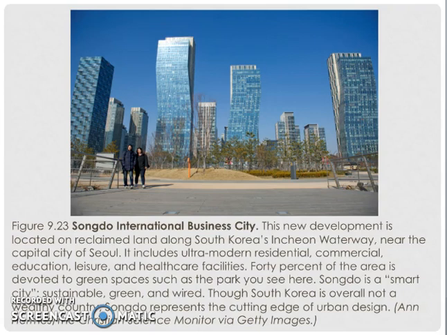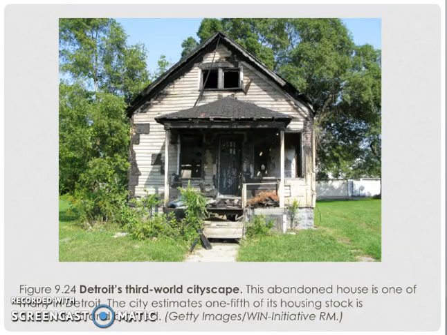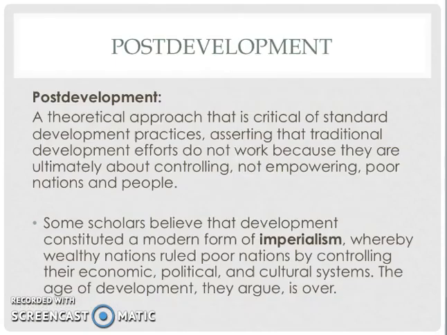Here you see the Songdo International Business City in Korea. And by comparison, we have Detroit's so-called third world cityscape, the landscape of the city, an abandoned house. Detroit's experiencing somewhat of a revival in the most recent years after decades of decline. Lots of opportunities for young folk to come in and buy cheap homes, such as this one perhaps, rip it down and build a new one. Urban agriculture is also very common in Detroit now, helping with that urban revitalization.